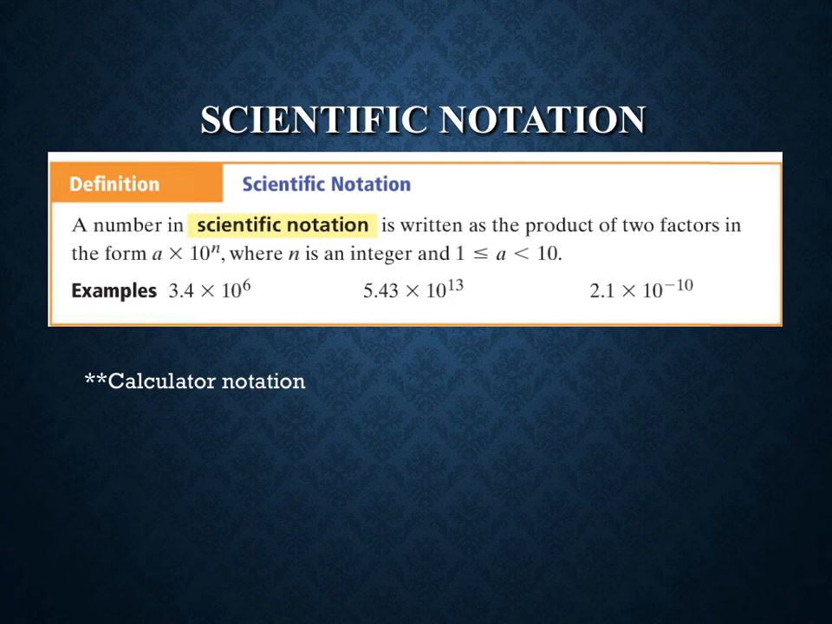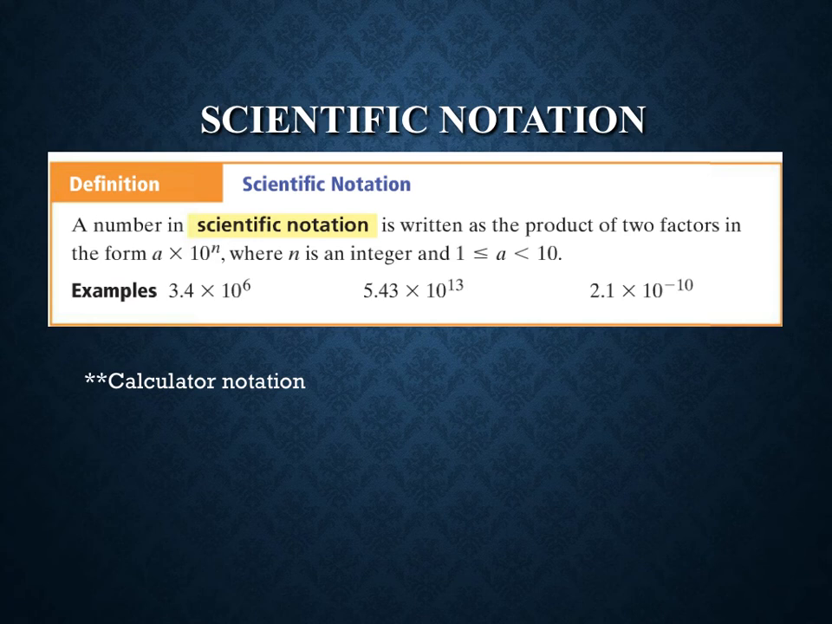So some examples, you can see we have 3.4 times 10 to the 6th power, 5.43 times 10 to the 13th, or 2.1 times 10 to the negative 10th. So we can have both positive and negative exponents, but the ultimate thing you have to remember is this number here in the front has to be a number in between 1 and 10. The base of all the powers are always going to be a 10, and then your exponent has to be an integer.